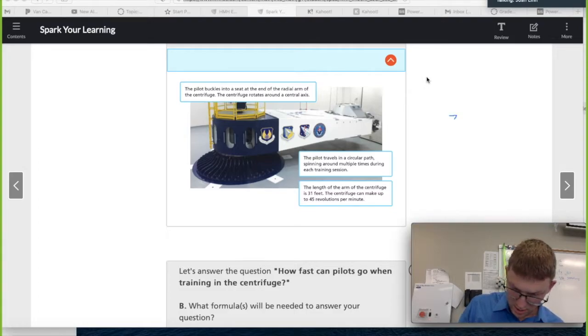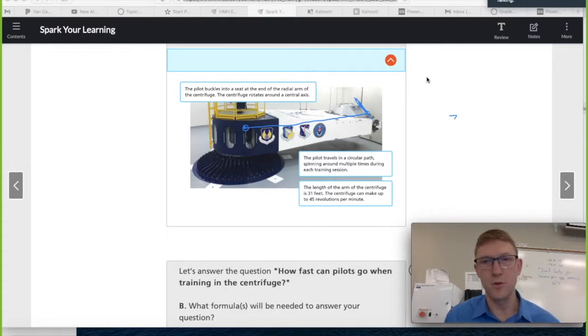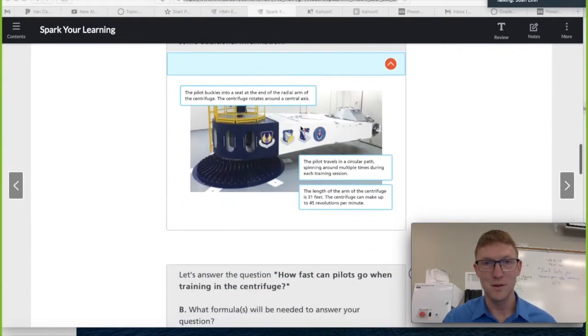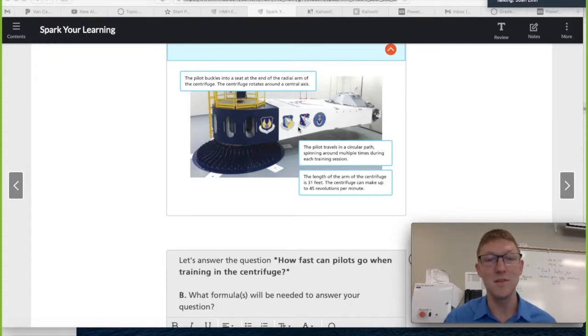So like here, they give us that length, and then they say that it does 450 revolutions per minute. Based on just that amount of information, you can figure out how fast they're traveling and how far they end up traveling. From that, you can figure out the G-forces that they experience, all using rotation and radian measurements, or what we're about to learn, the unit circle. So let's get into it.